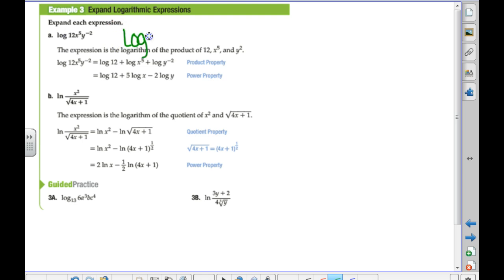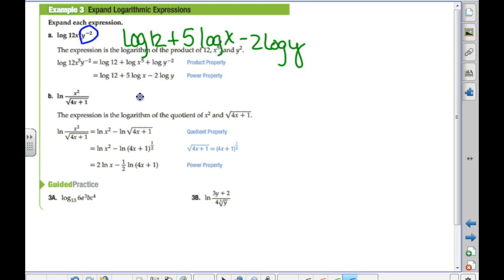You could break the 12 off as a multiplication. Because it's multiplied, it would become addition. Then you could bring the exponent out in front. So you would have 5 log of x, and then minus 2 log of y. Now, how can I have a minus when there was no fraction here? Oh, because the y to the negative 2 does mean there was a denominator kind of thing, right? So that's why it's okay that there's a minus here. It's kind of like there was a denominator.